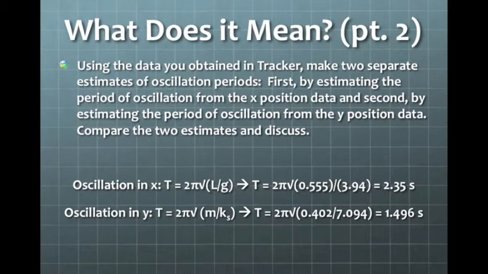For part 2 of the "what does it mean" question, the period of oscillation for x is 2.35 seconds, and for y it is 1.496 seconds. The periods differ because the path of the ball is elliptically shaped and slanted downwards. This shows it takes longer to travel one cycle in the x direction than in the y.